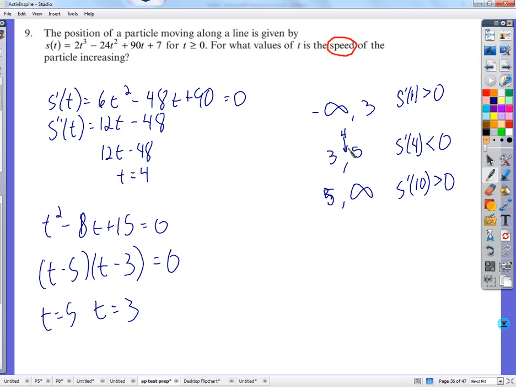It's going to change from positive to negative or negative to positive. So we have to find out. So we put in, say, 0. What kind of acceleration do we have? Negative acceleration. So s double prime of 0 is negative, and s double prime of 5 is positive.